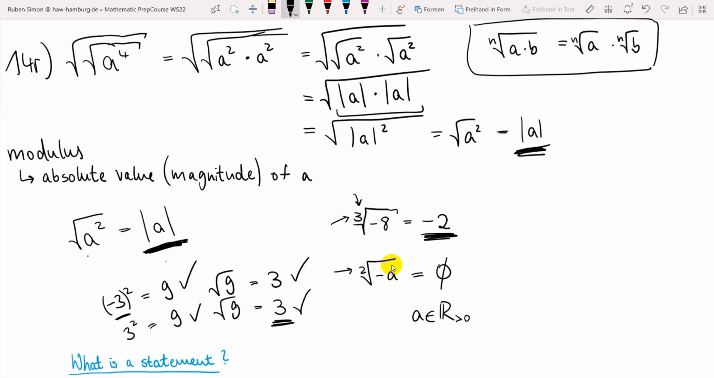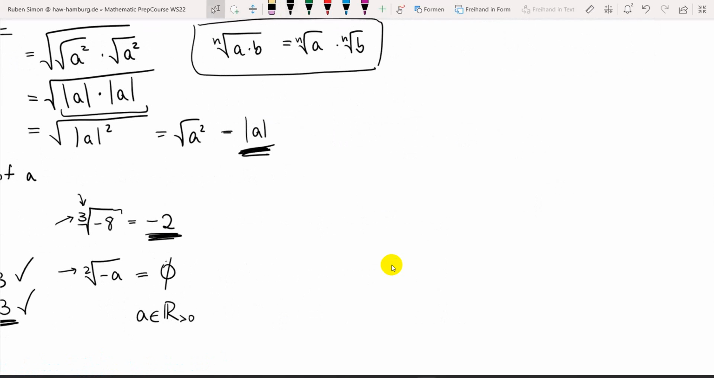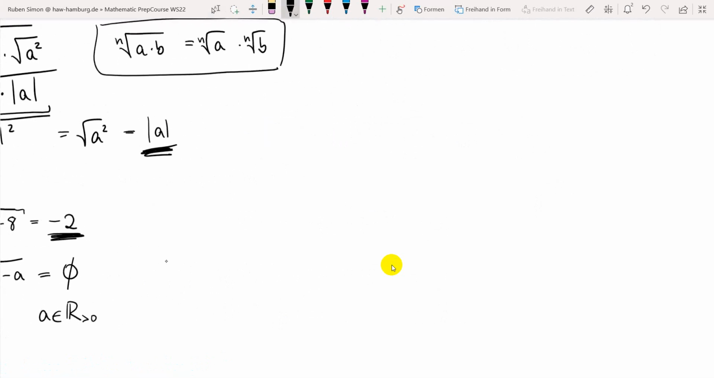Another aspect where this is going to become tricky is when you're swapping root and exponent, because it's quite usual to do something like this: the nth root out of a to the power of m is the same as the nth root of a, whole term to the power of m.